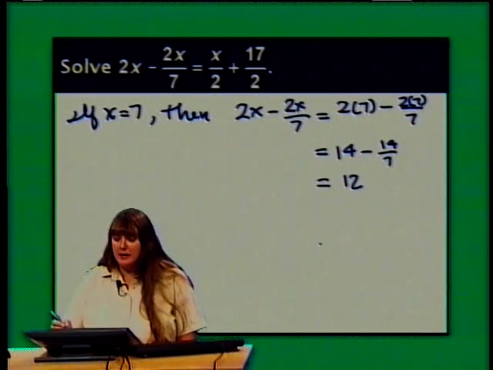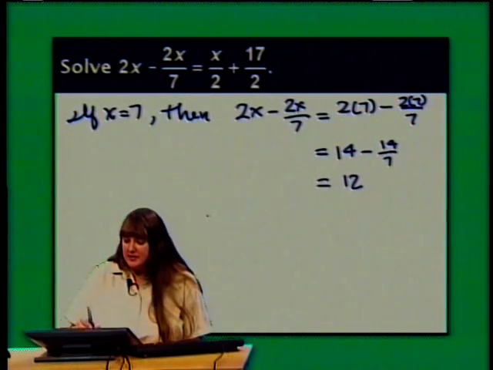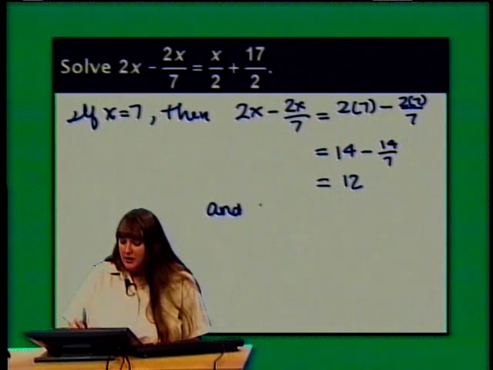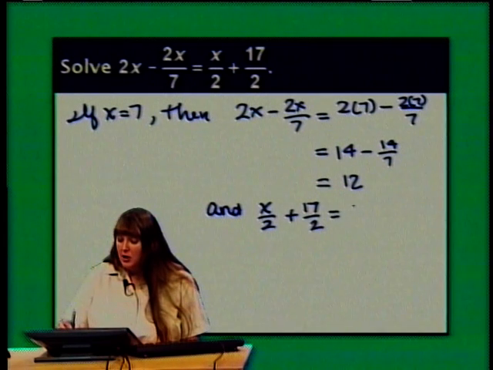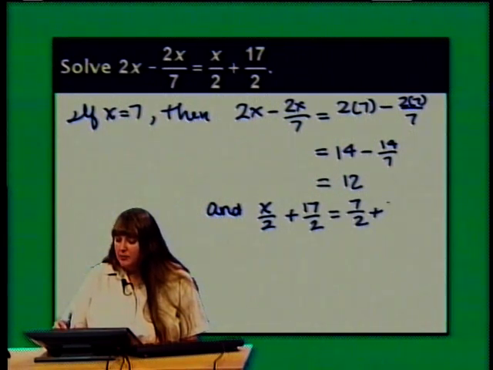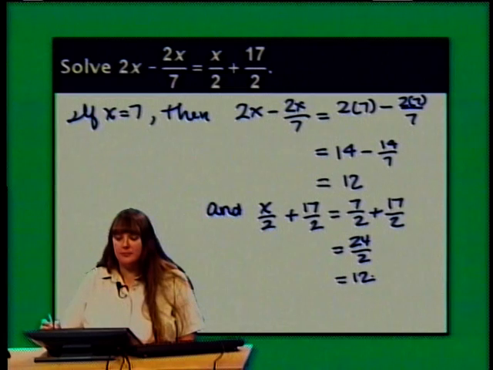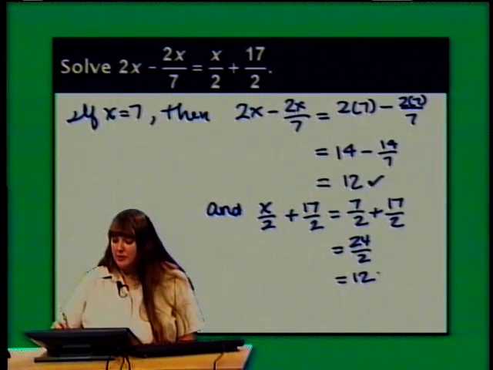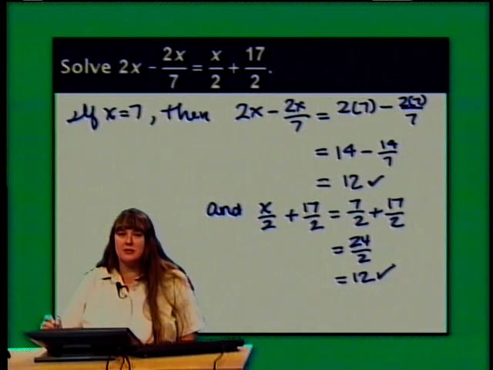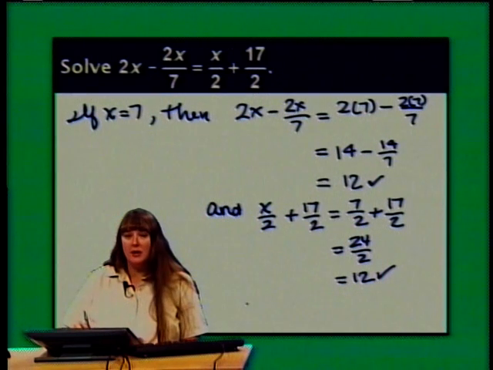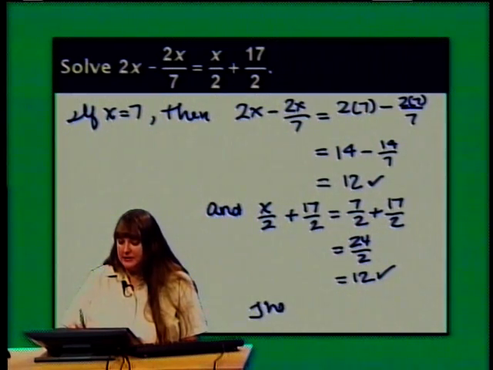So what about the right-hand side? If x is equal to 7, then x over 2 plus 17 halves would be 7 over 2 plus 17 halves, which is 24 over 2, which is 12. So both sides of this equation evaluate to 12 when x is equal to 7. So I know the solution is 7.